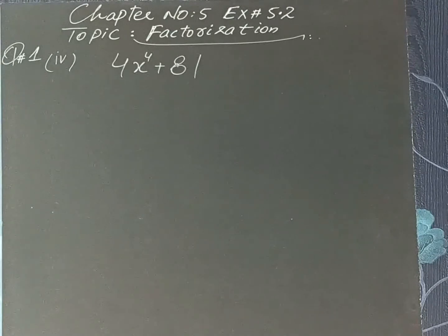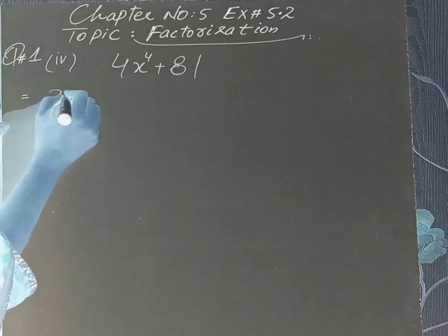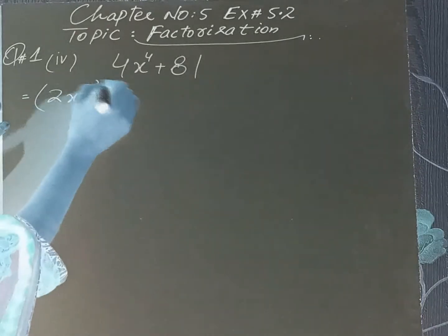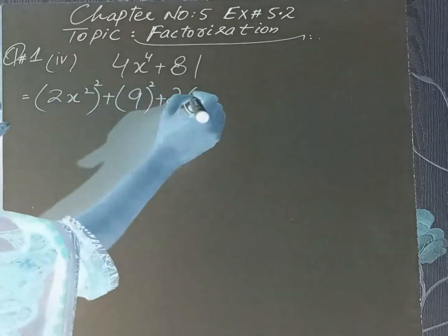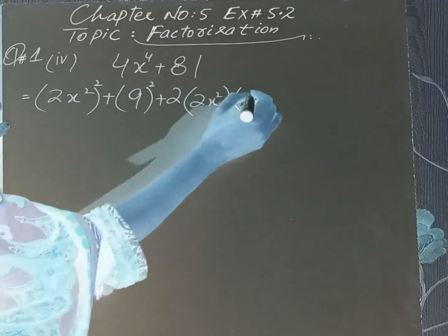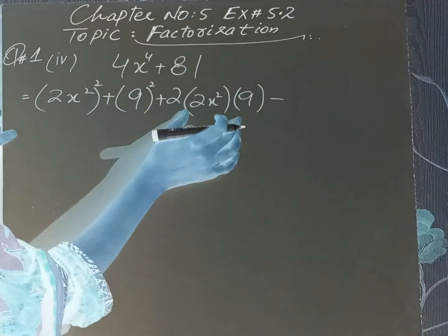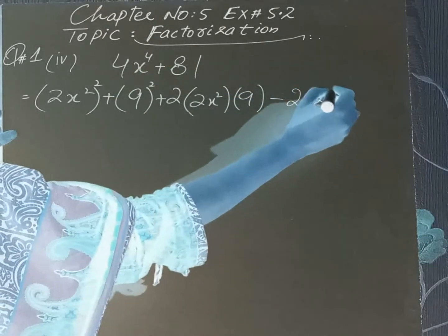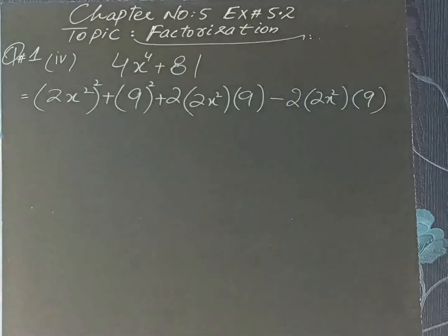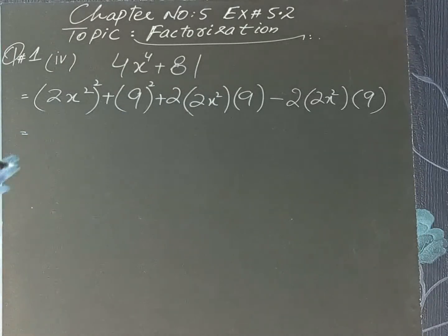Okay guys, here again this is 4x raised to power 4 plus 81, the two perfect squares with the sign of plus. So 4x raised to power 4 is the square of 2x squared, and 81 is the square of 9. Plus 2ab, where a means 2x squared and b means 9, then since we have added it ourselves, we will have to subtract 2 into 2x squared into 9. So a squared plus b squared plus 2ab will be closed as (a plus b) whole squared.